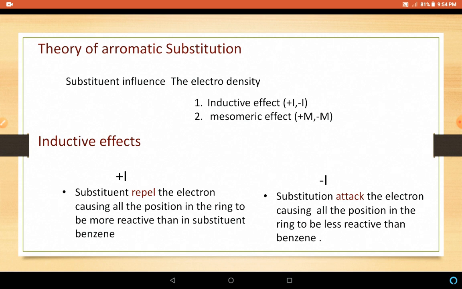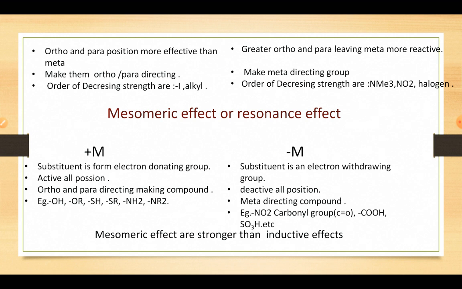Positive inductive effect: substituents repel the electrons and cause all the positions in the ring to be more reactive than benzene. Negative inductive effect: substituents attract the electrons, causing all the positions in the ring to be less reactive than benzene. In a positive inductive effect, ortho and para positions are more reactive than meta, and with a negative inductive effect, meta positions are more reactive. Positive inductive effect makes ortho and para directing groups; negative inductive effect makes meta directing groups.